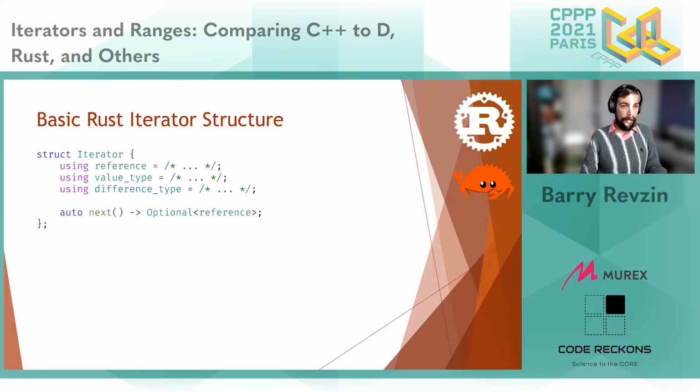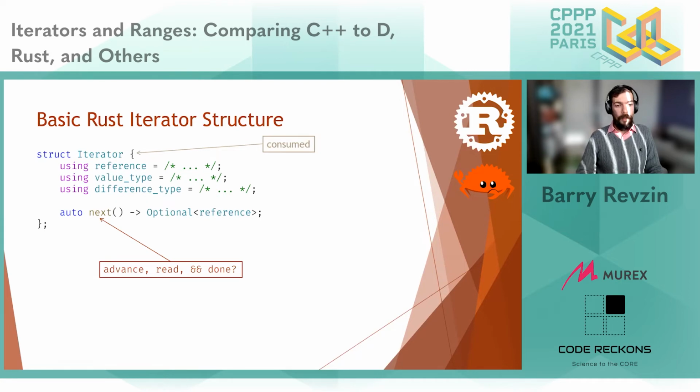The basic Rust iterator structure looks like this. We just have our one function. This does everything. Its job is to advance to the next element in the range, read that element for us if it exists, and if it doesn't exist, indicate to us that we're done. The way that Rust does it is that it returns an optional. A disengaged optional means that our sequence is now empty, and an engaged optional means that this is actually the next value of the sequence. And this iterator is something that we're consuming as we go until next finally returns nothing.